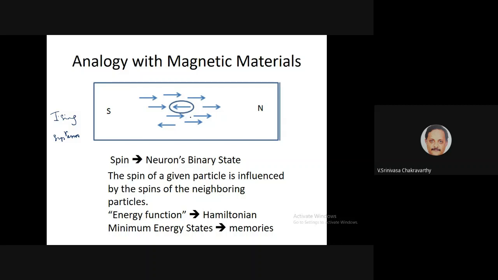fall into some kind of a stable state. That's what you call the memory of the material. And since it is stable, even if you perturb it a little bit, it will come back to that stable state. That's why it hangs on to information, right?